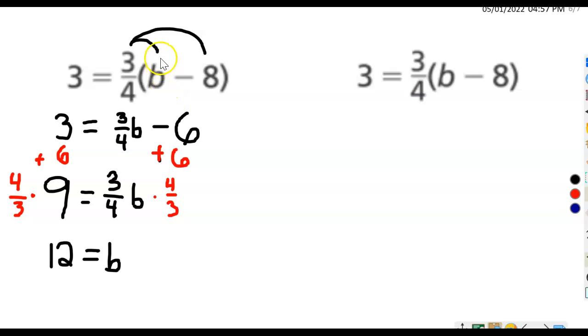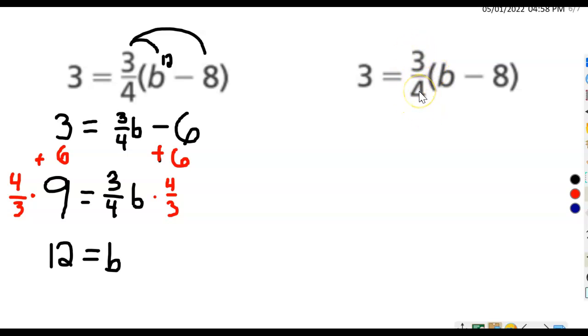If we put 12 up here where the b is, we can see that 12 minus 8 is 4. And 3/4 of 4 is 3. Now, I said that there were two ways of solving this. This is using distributive property first, and we can do that. We can also solve the equation first by undoing or getting rid of the 3/4.